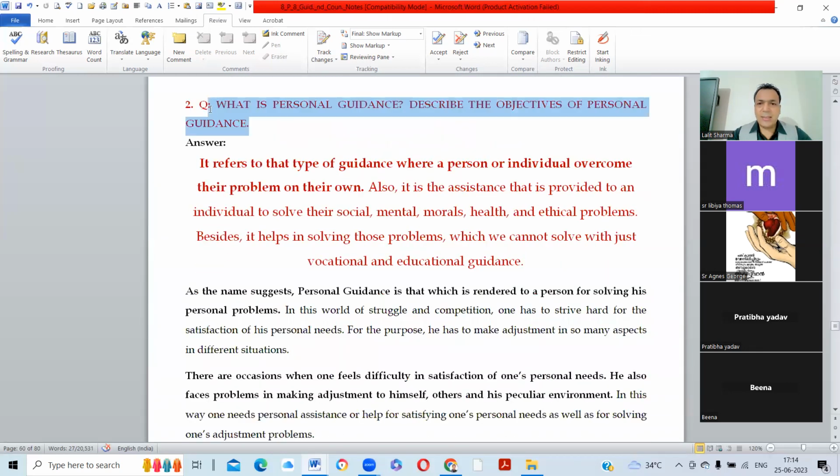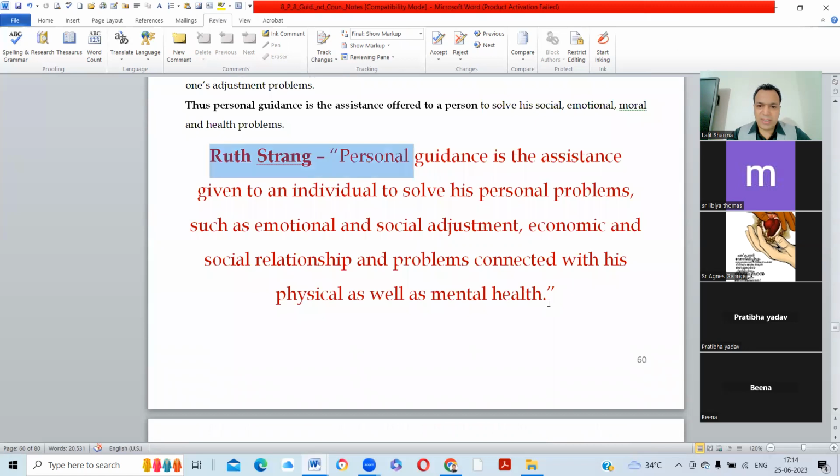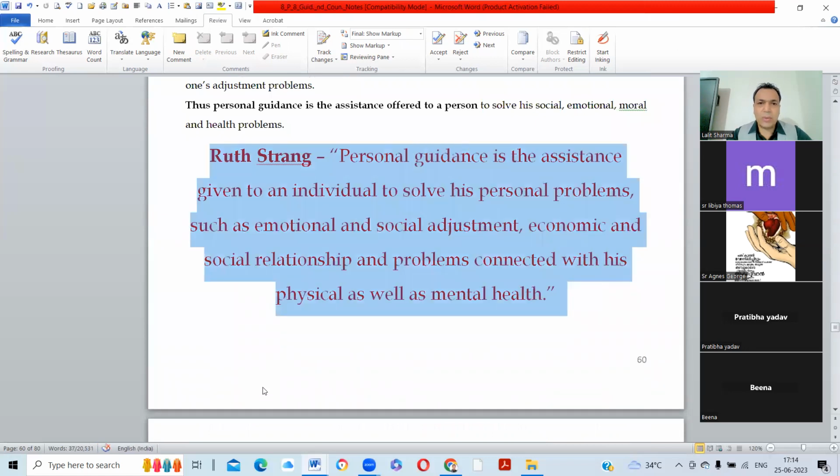What is personal guidance? Describe the objective of personal guidance, right? This personal guidance has come, related to us. Look at Ruth Strang's definition. Ruth Strang says personal guidance is the assistance given to the individual to solve his personal problem.